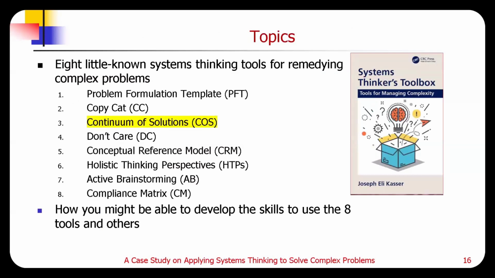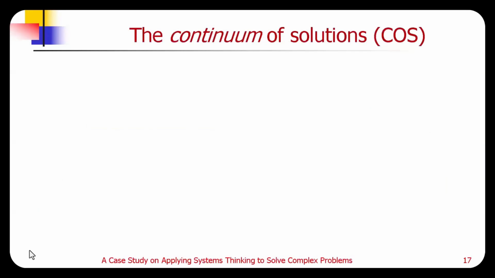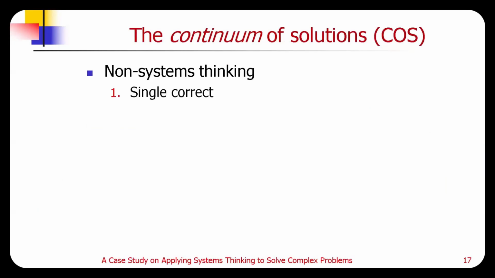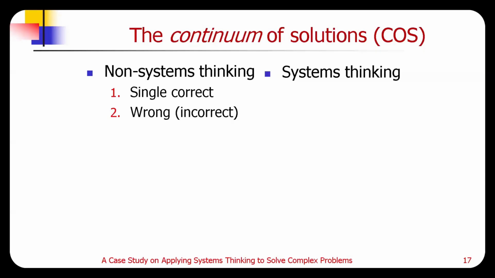So once you've understood the problem and you're starting to deal with it, here's the next systems thinking tool, which is the Continuum of Solutions. In the Continuum of Solutions, in non-systems thinking, there's a single correct solution, 1 and 1 is 2, and every other solution is wrong. The systems thinking approach is more adaptable. There isn't a single correct solution.